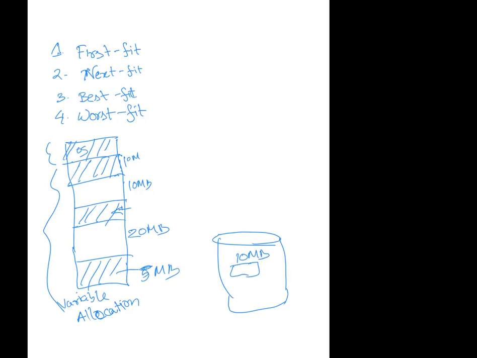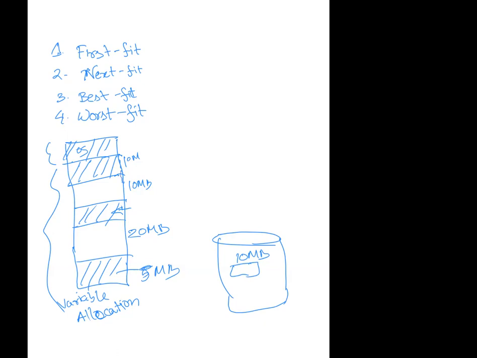It never goes beyond it. Whenever it first finds a hole that is enough to accommodate this process, it just accommodates it there. It just allocates that place. This is how first fit works.